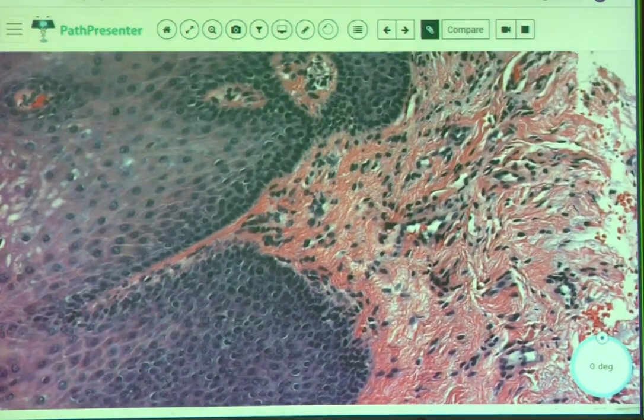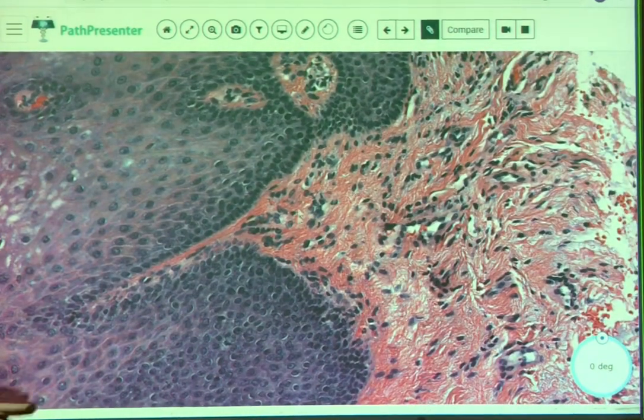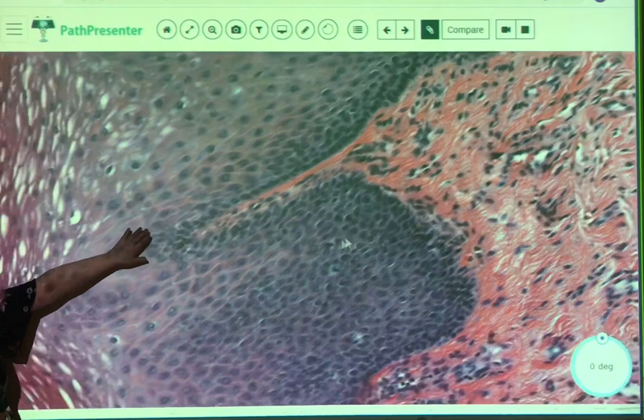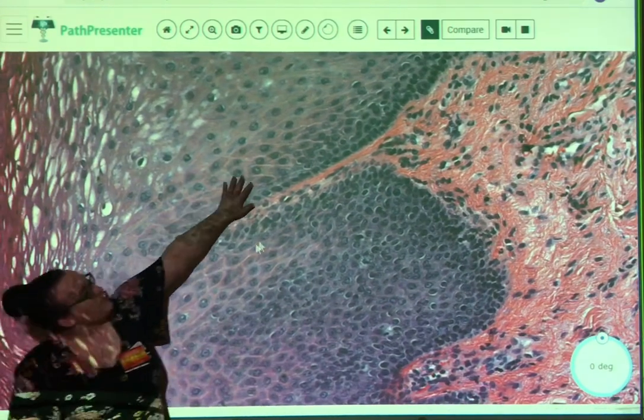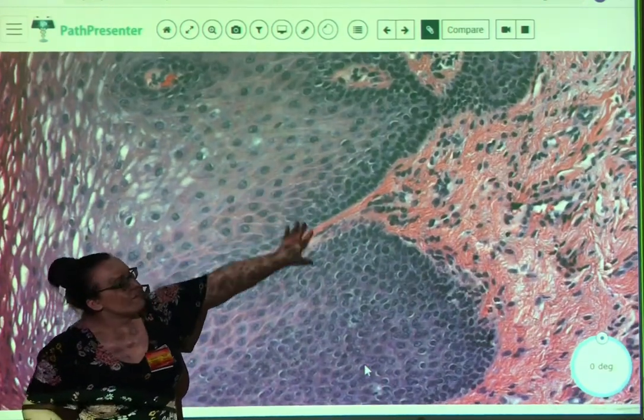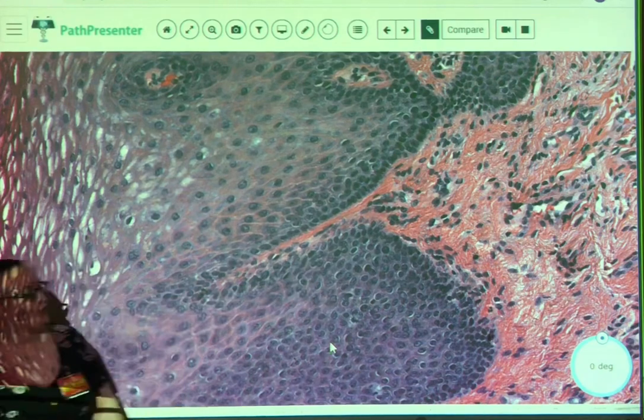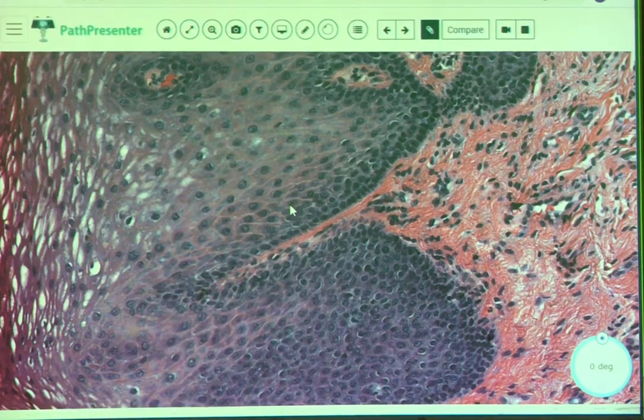Is there anything to worry about in this area here? So maybe, what do you think of... like, stop moving. This area compared to this area, what looks different? Basically.